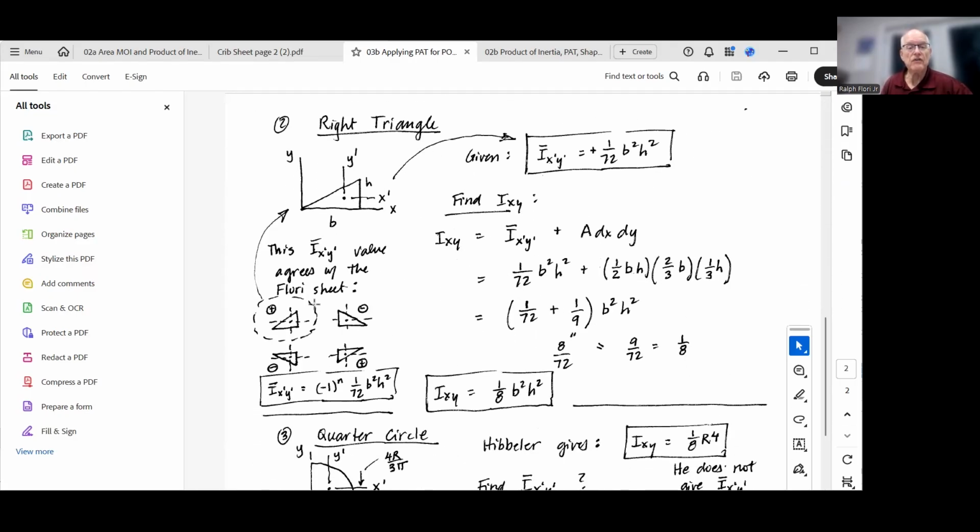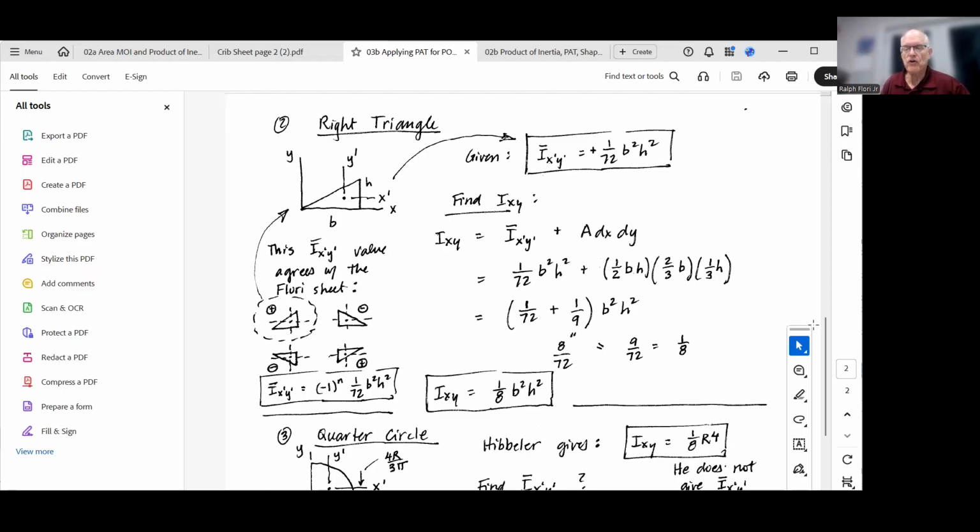Again, notice also that for this triangle at this orientation, he gave the I bar as a positive 1/72. If you look at my crib sheet, a triangle at that orientation is positive. But if that triangle was mirrored horizontally, it would be negative. If it was mirrored vertically, it would be negative. And so he doesn't give you those other orientations. I think you should know that. That's why I provide it, because I think for completeness, you should know it.